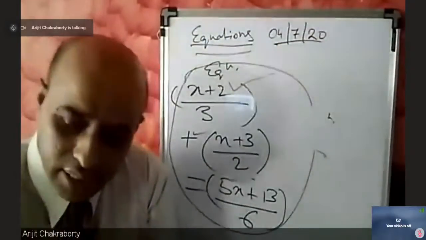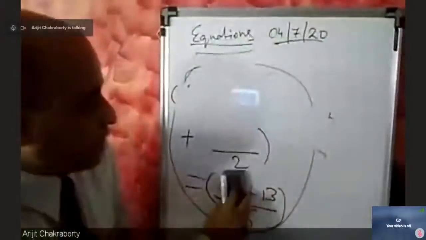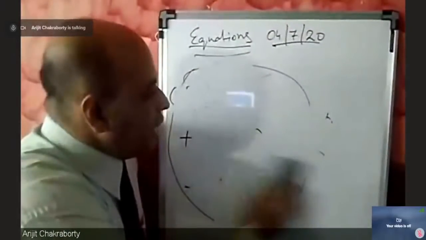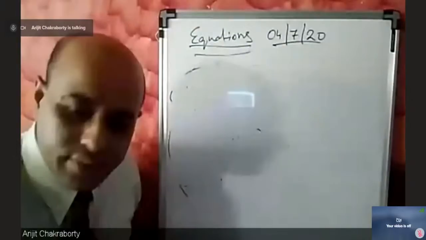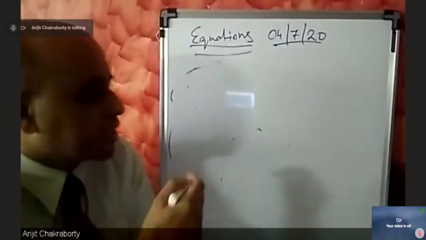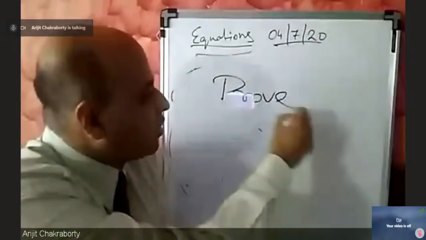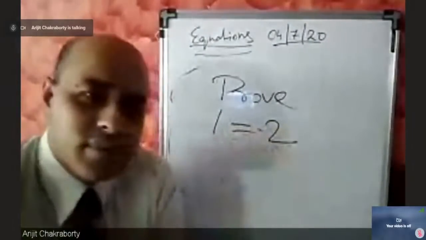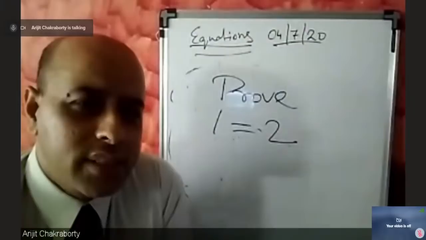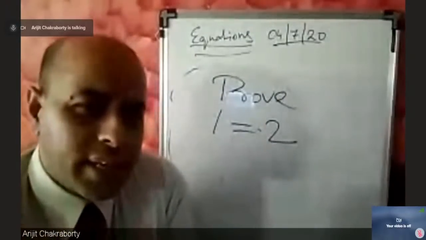Okay, now let us see a very interesting question on equations. Equation means there is a left hand side and a right hand side, but I am asking a very interesting point. Friends, can we prove 1 is equal to 2? Can we prove 1 is equal to 2? Very interesting. Mathematically, can we prove this?